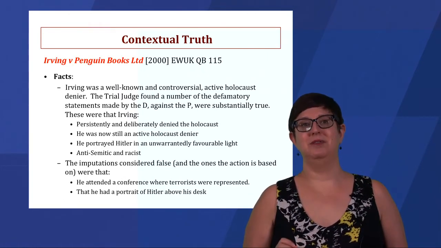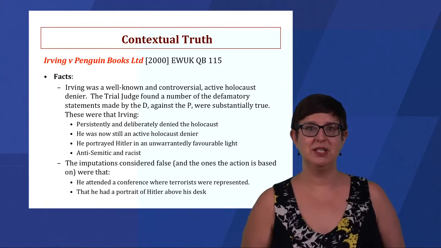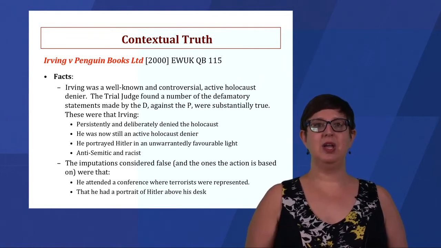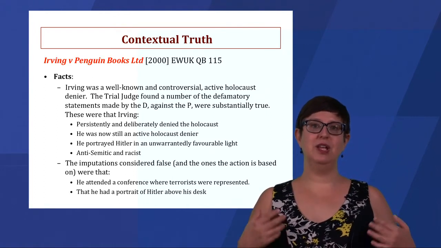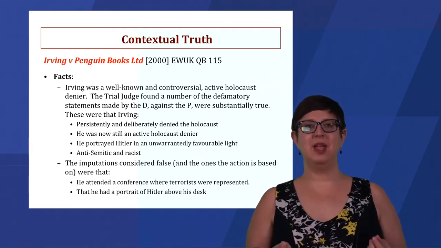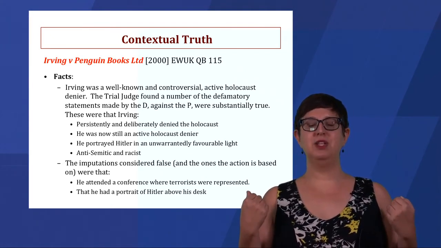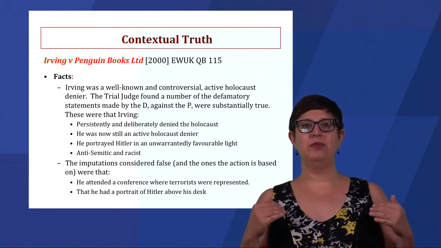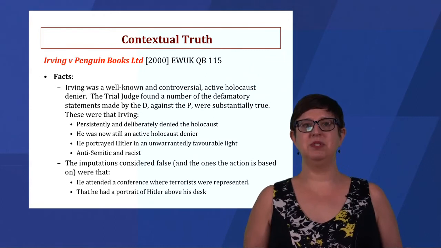The classic example of this is the case of Irving and Penguin Books Limited. This is a UK case, but based on an extremely similar defence in the UK. Irving is well known, he's controversial, he is an active, prolific Holocaust denier writer. Penguin Books had written a book which included a range of allegations about Irving. The trial judge said that there were a number of statements made by the defendant, Penguin Books, against the plaintiff, and they were substantially true.